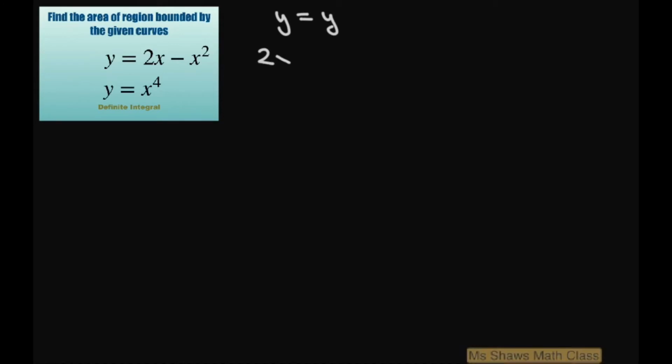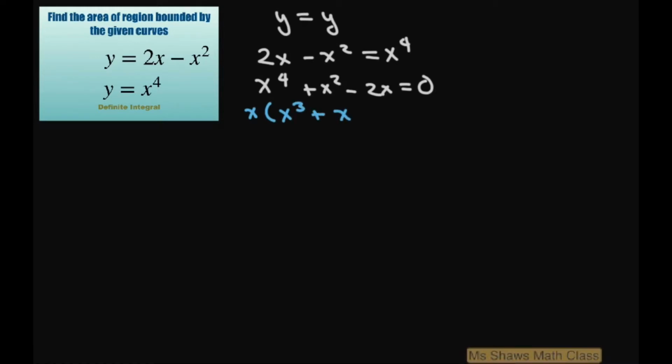So we're going to have 2x minus x squared equals x to the power of 4. We're going to try to find our intersection points. Let's write this as x to the power of 4 plus x squared minus 2x equals 0. And then we're going to factor out an x. Get x cubed plus x minus 2 equals 0.